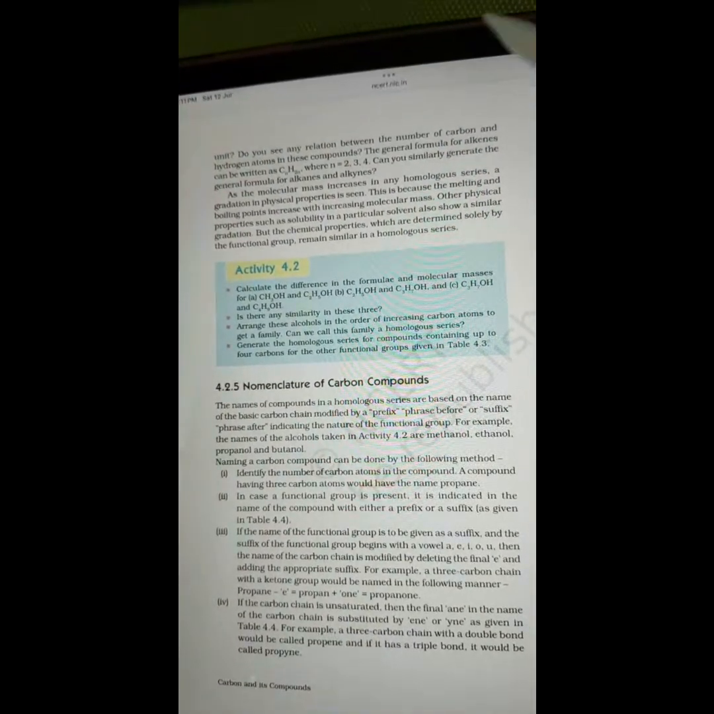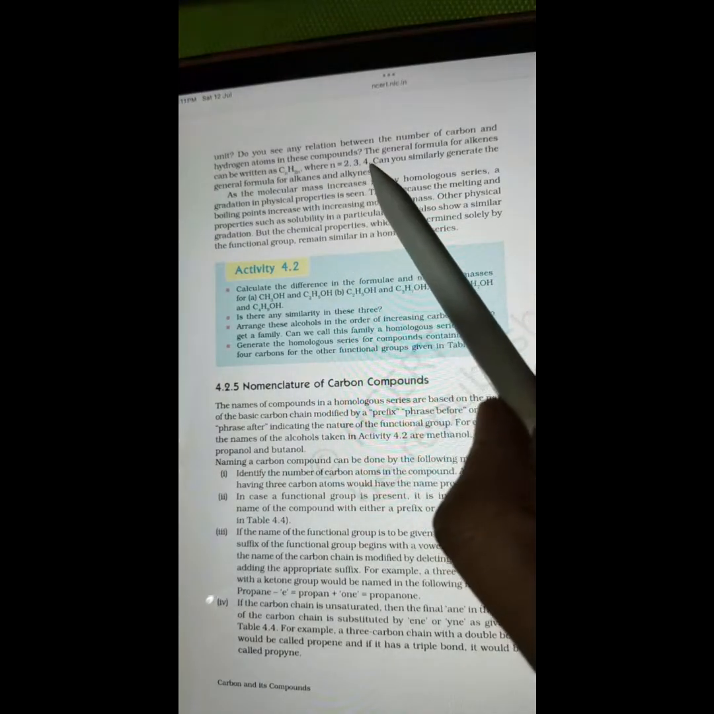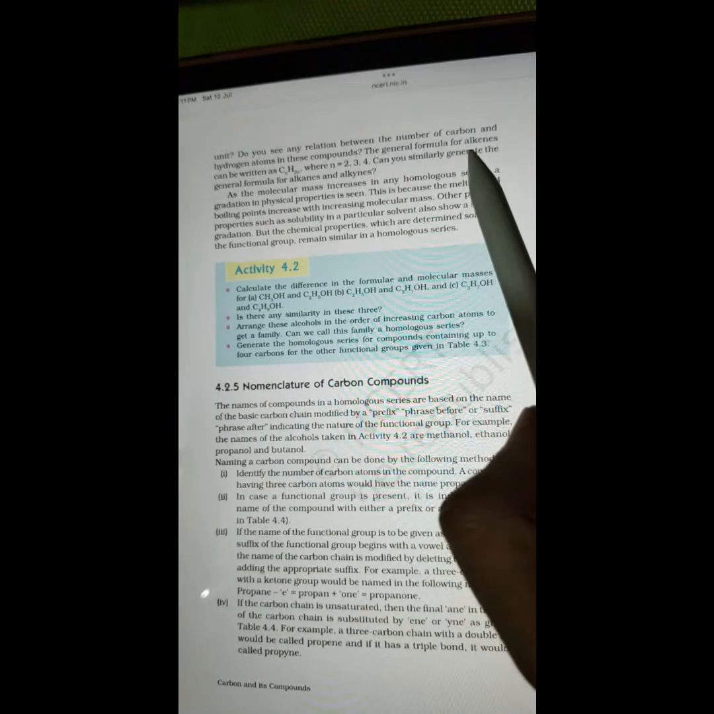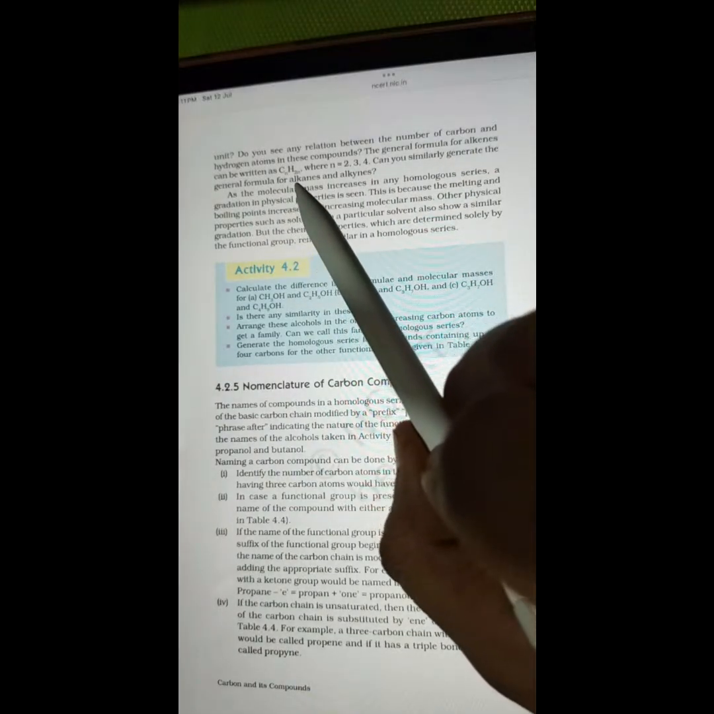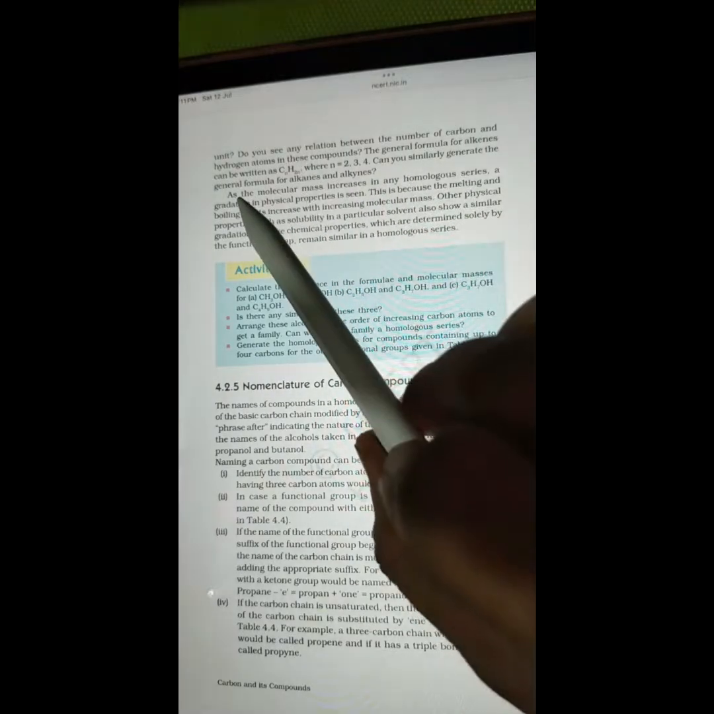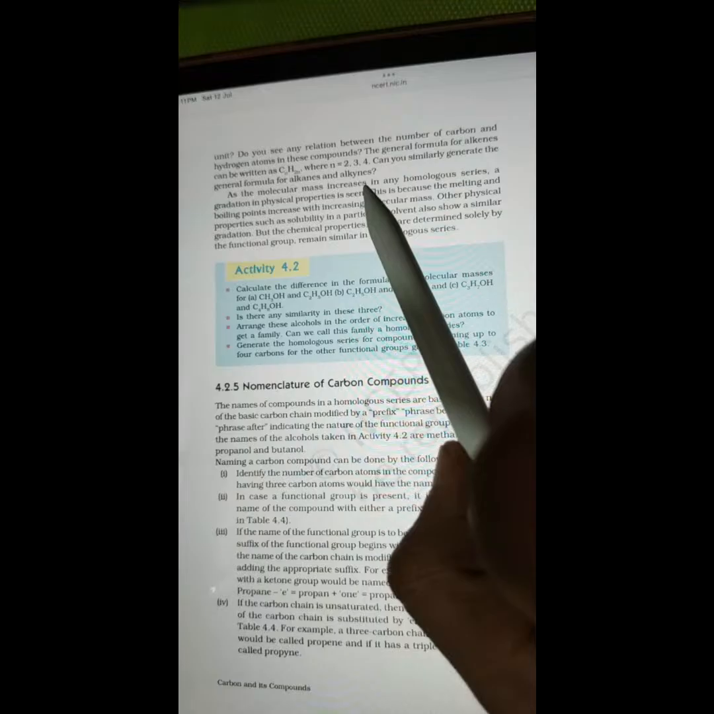Next page, please. Do you see any relation between the number of carbon and hydrogen atoms in these compounds? The general formula for alkenes can be written as CnH2n, where n is 2, 3, or 4. Can you similarly generate the general formula for alkanes and alkynes?